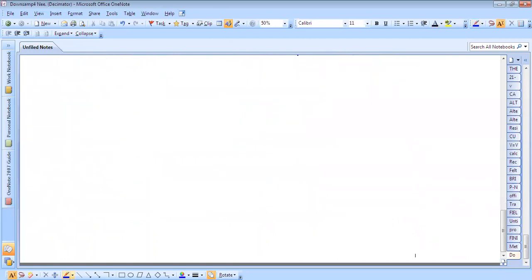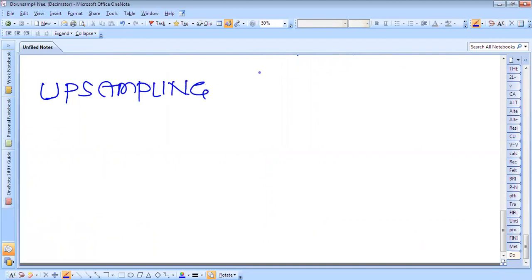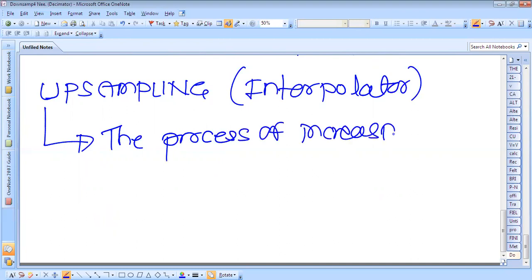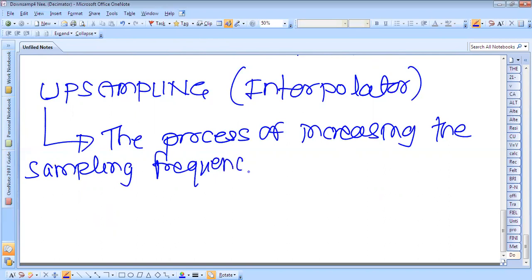Now upsampling, which is also called an interpolator. So we have seen that upsampling is the process of increasing the sampling frequency. This is the process of increasing the sampling frequency of the signal.